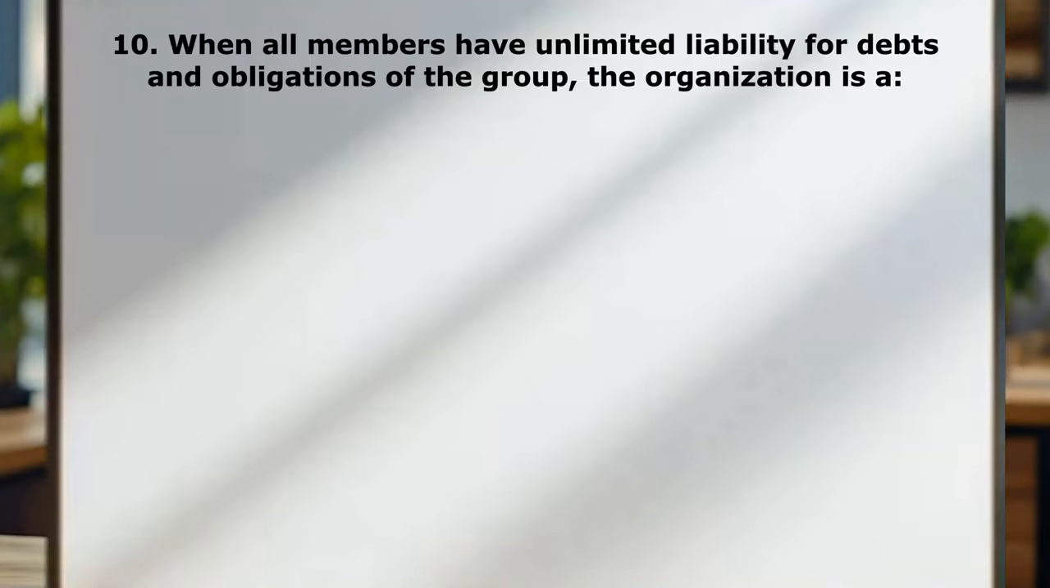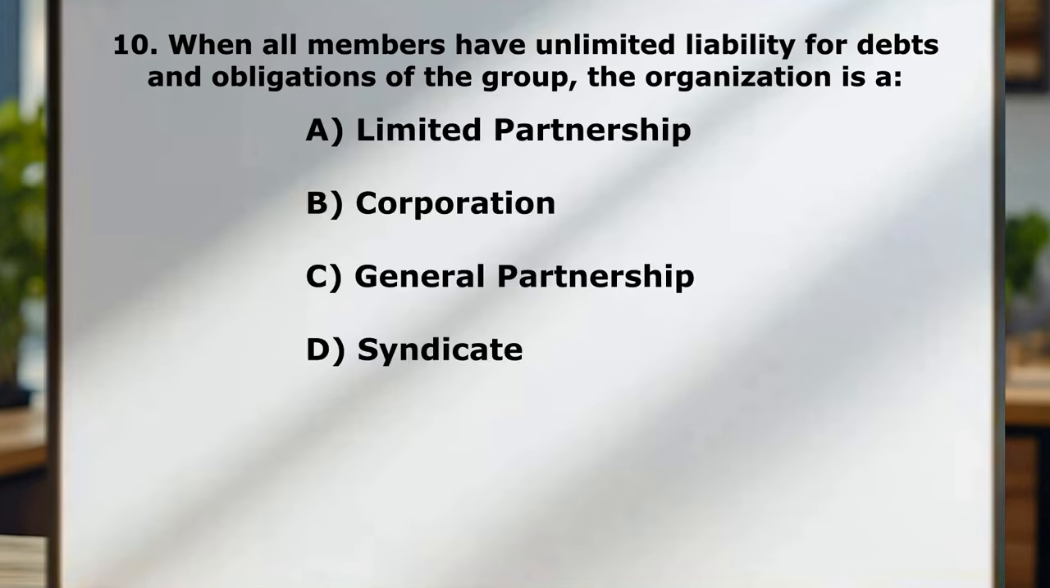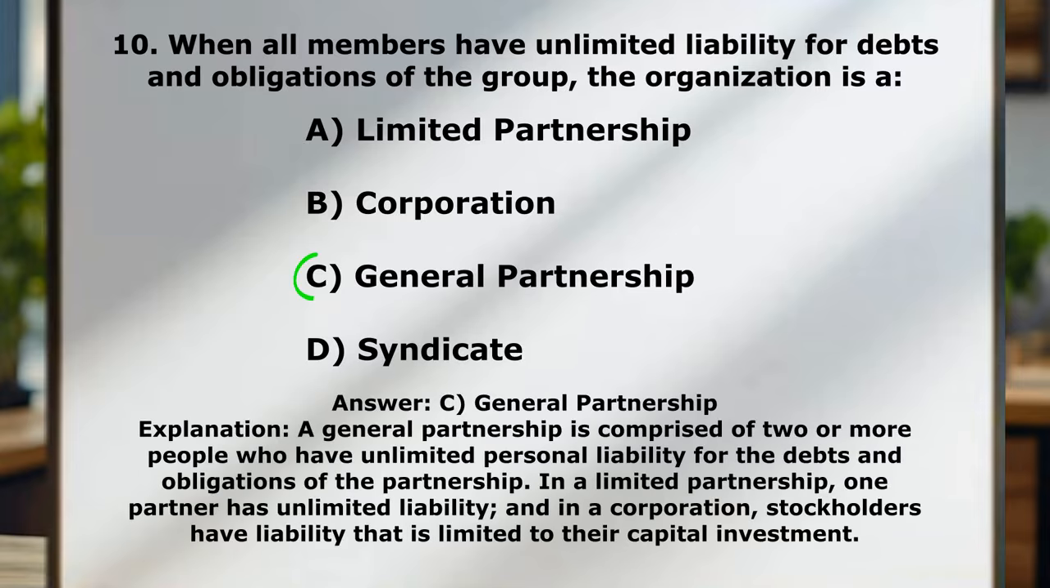Okay, so now we're at our final question. Question number 10. When all members have unlimited liability for debts and obligations of the group, the organization is A, limited partnership. B, corporation. C, general partnership. D, syndication. The answer is C, general partnership.